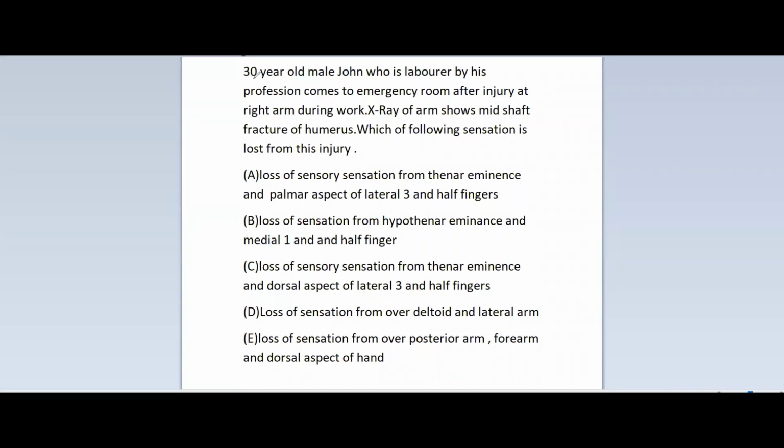Let's begin with a clinical vignette. A 30-year-old male, John, who's a laborer by profession, comes to the emergency room after an injury to his right arm during work. X-ray of the arm shows a mid-shaft fracture of the humerus. Which of the following sensations is lost from this injury?